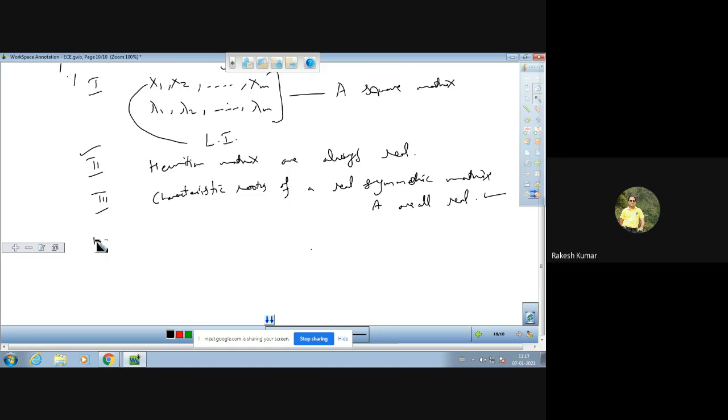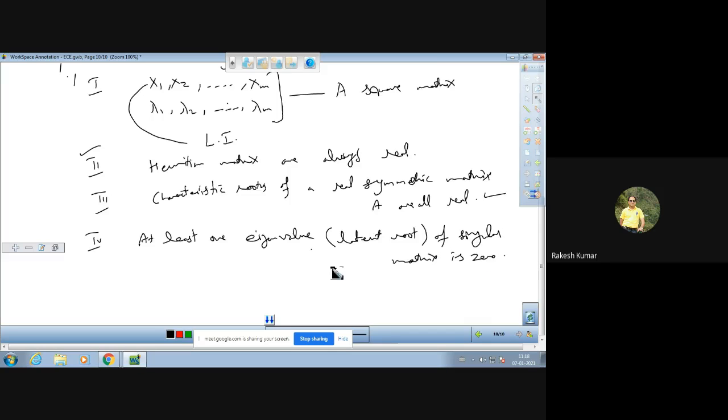एक और हमारे पास है, at least one eigenvalue of every singular matrix is zero. At least one eigenvalue or latent root or spectral value or characteristic root, all are same. So at least one eigenvalue of a singular matrix is zero. Remember this property.